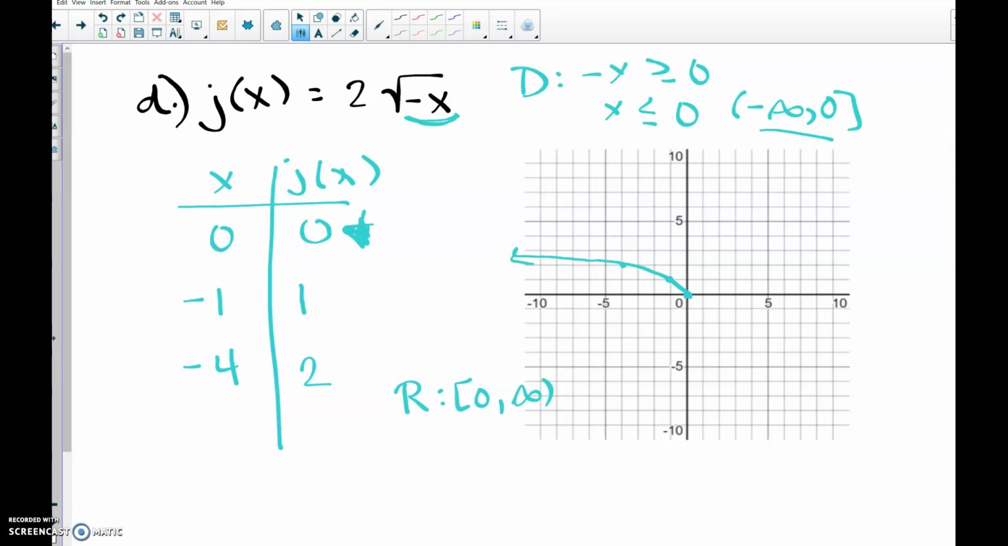And this is how you graph radical functions, specifically the square root and cube root functions.